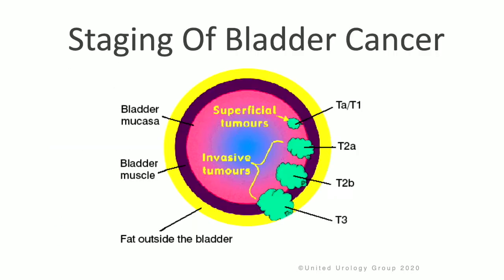Staging of bladder cancer is determined by how invasive the bladder cancer is. Superficial tumors are described as TA or T1, whereas invasive tumors are growing into the bladder muscle and sometimes into the fat tissue surrounding the bladder.